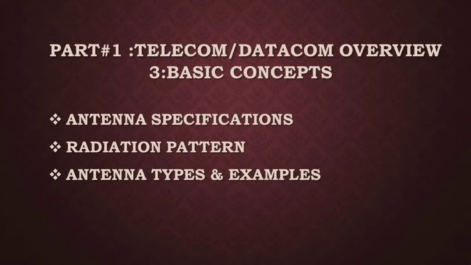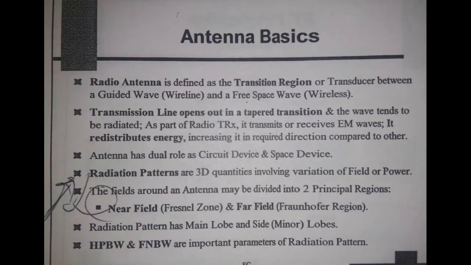Radiation pattern, antenna type and example. We have already discussed the antenna basics in the previous video. If not, you can go and watch that video. We have already discussed that an antenna acts as a transition region or transducer between a waveguide, that is wireline, and a free space wave, which is wireless.